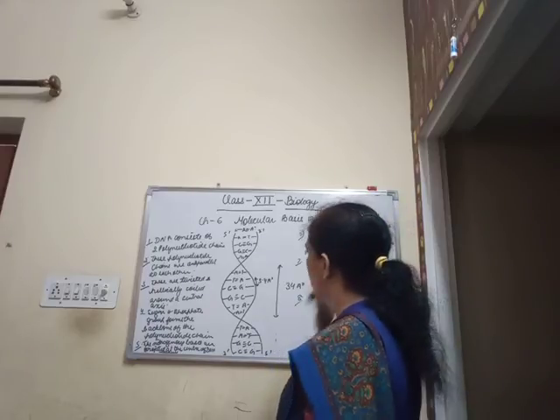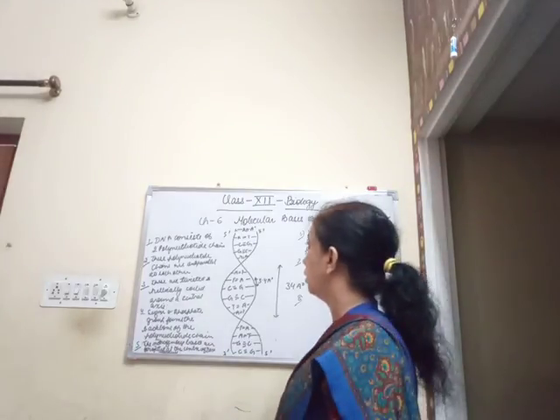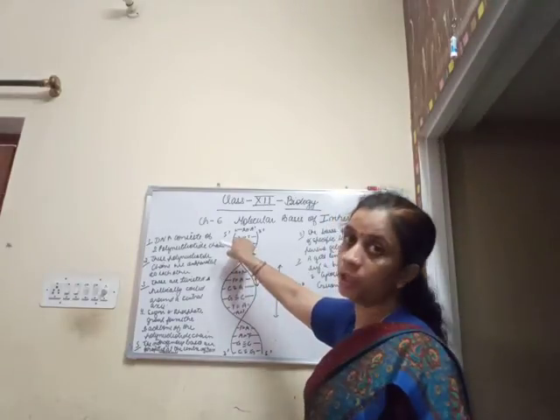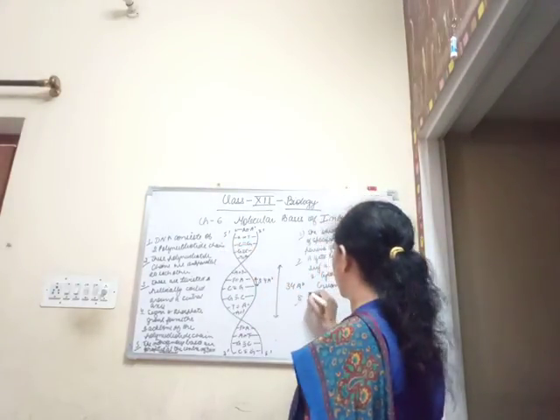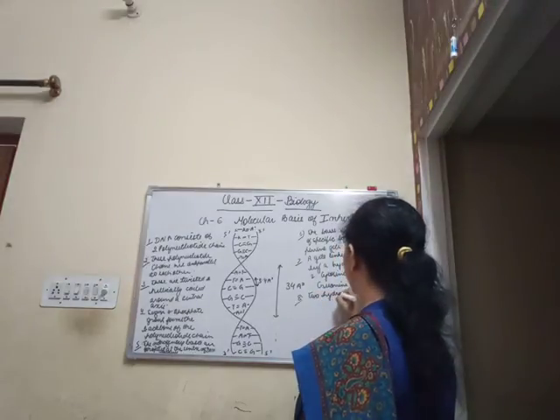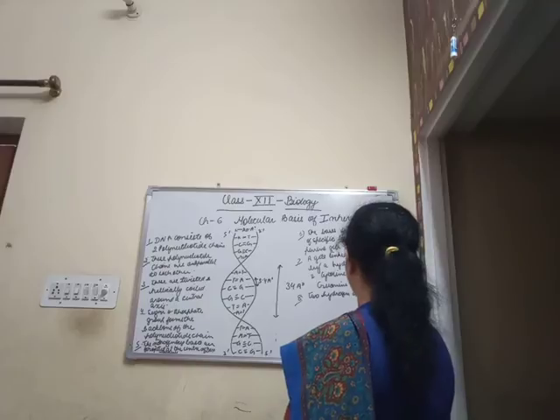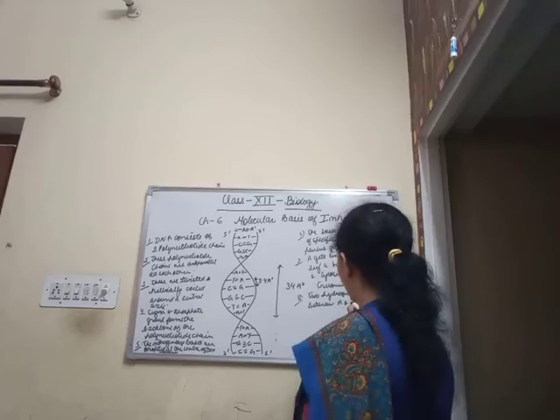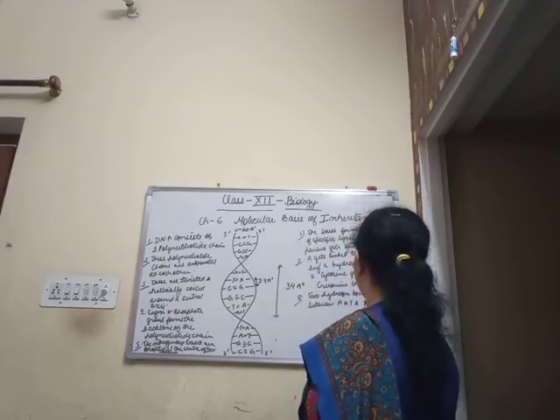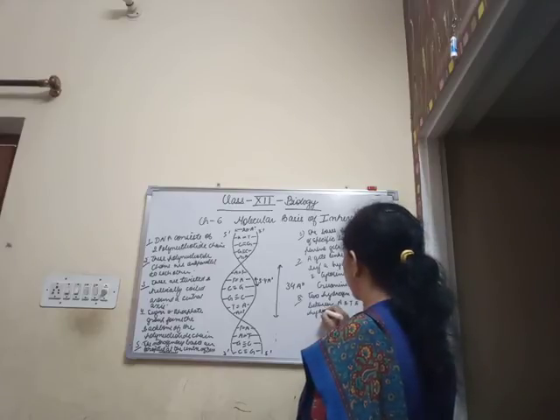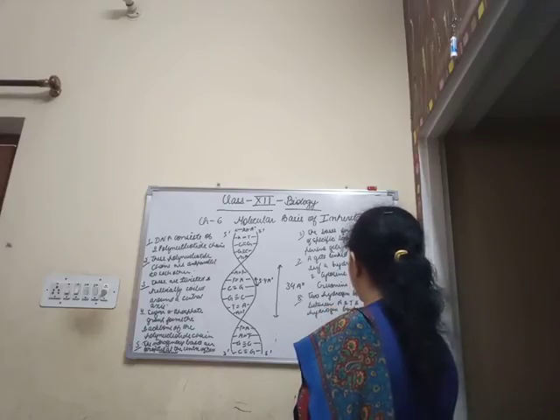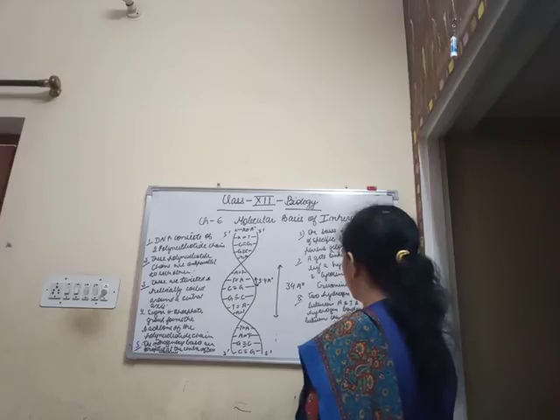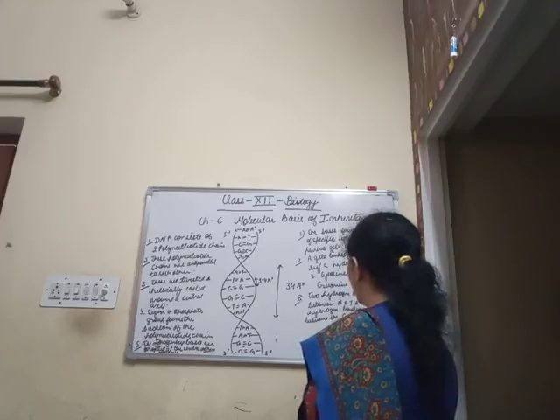And again, the bonding pattern is also of the specific type: 2 hydrogen bonds are present between adenine and thymine, and 3 hydrogen bonds are present between guanine and cytosine. 2 hydrogen bonds are present between adenine and thymine, and 3 hydrogen bonds are present between the cytosine and guanine.